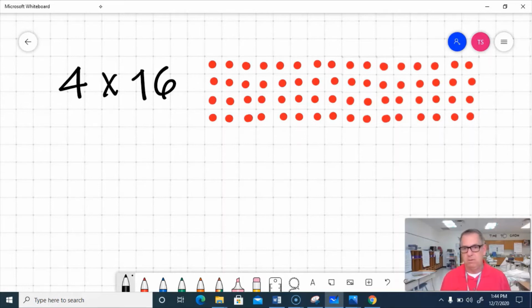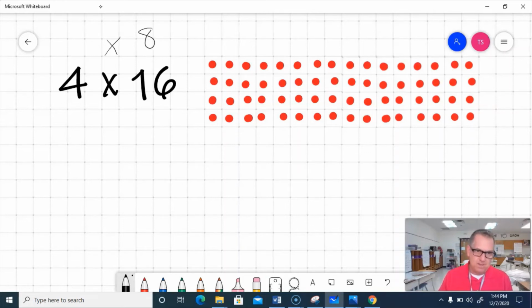Or we could do the standard algorithm. We'll try the standard algorithm along with this, but I'm going to show you a little trick where we can distribute the numbers a little bit differently to make the problem just a little bit easier. So 16 is an even number. That means I can divide it by 2. So if I divide 16 by 2, that gives me 8.